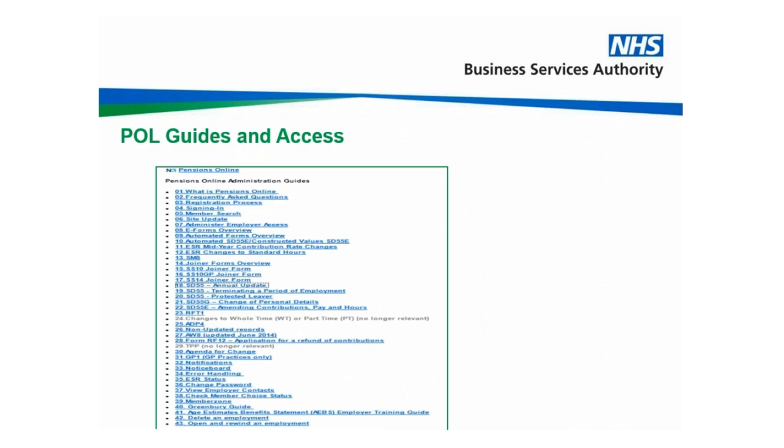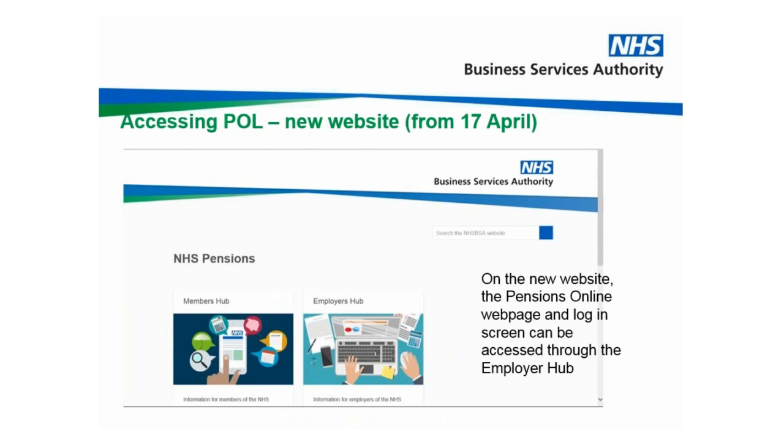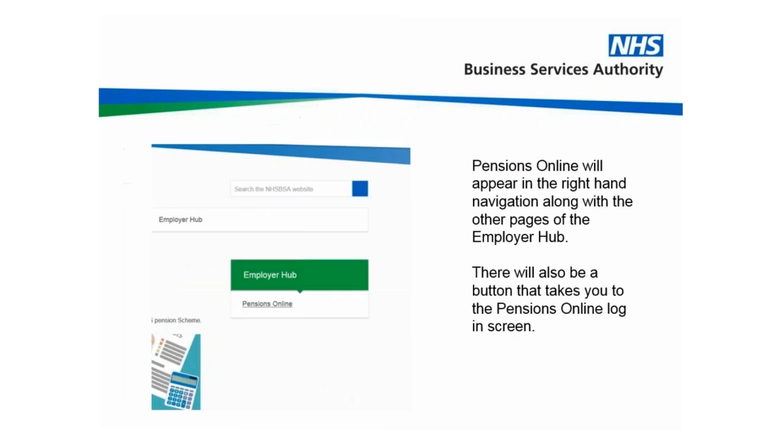The user guides cover all available functions on Pensions Online. Today we will be focusing on section 18, which shows you how to update your records. This is a new view of our website. We will also be able to access that through the Employer Hub on every page, as you can see there.